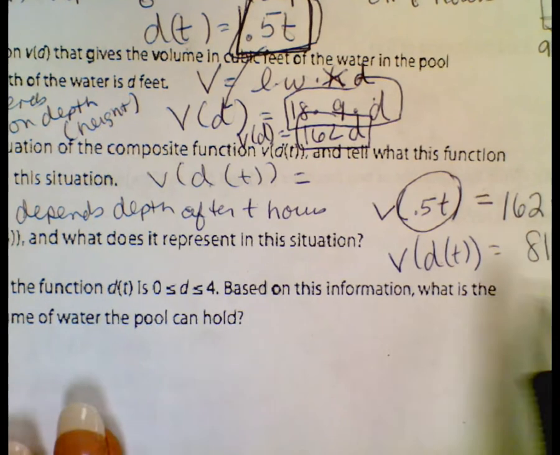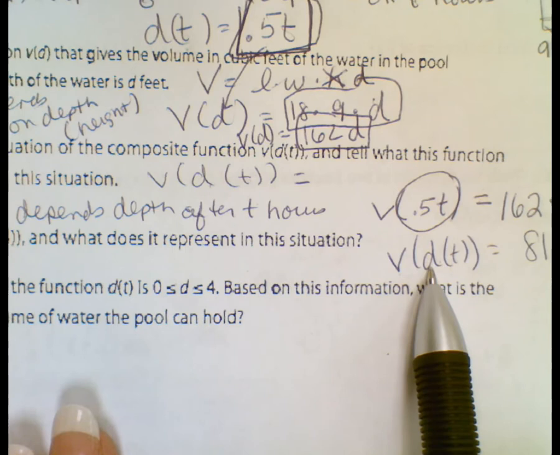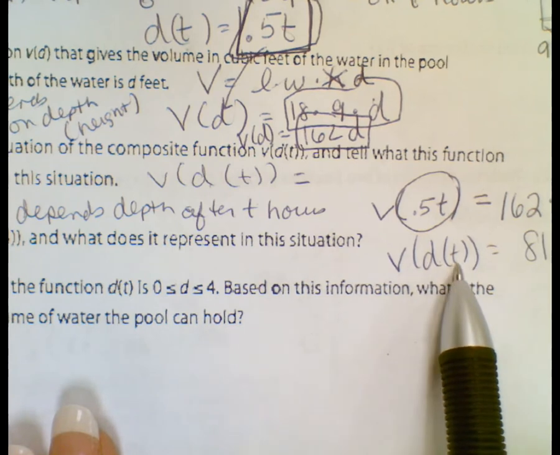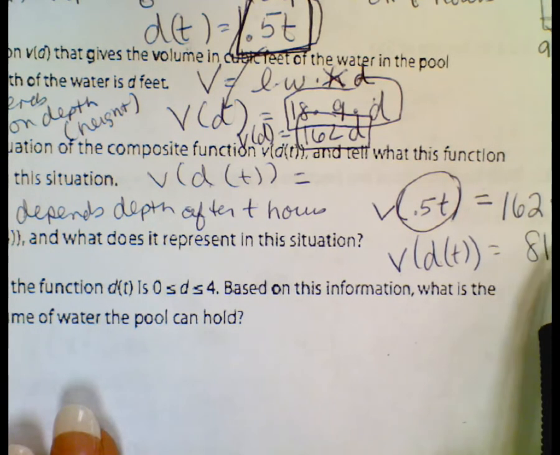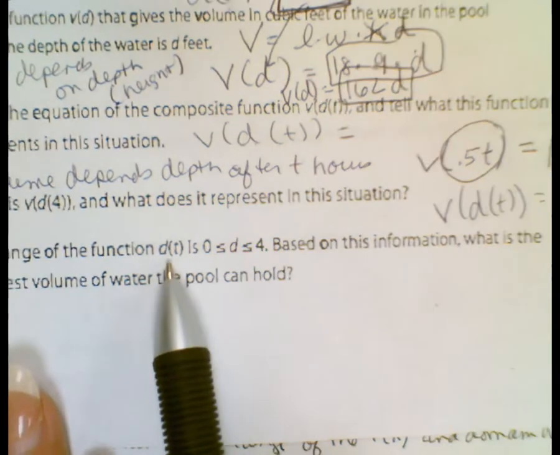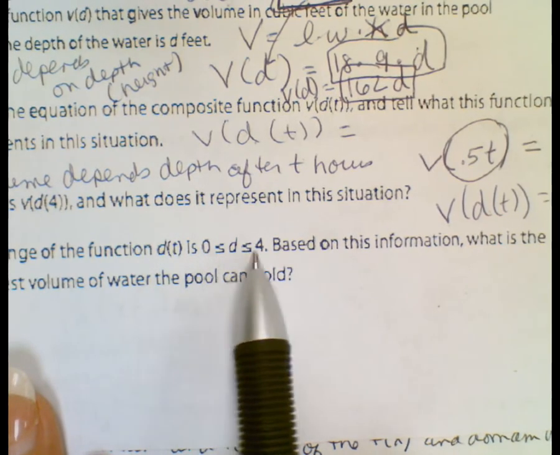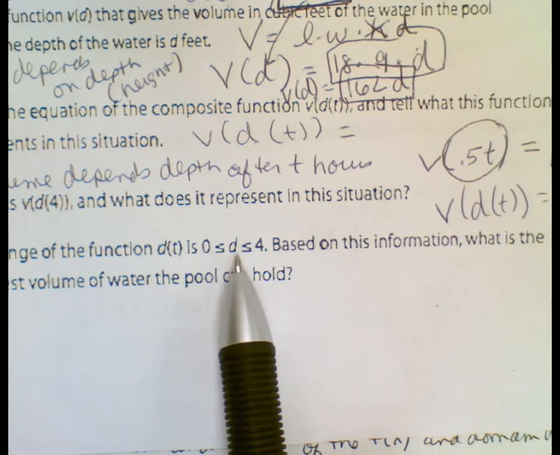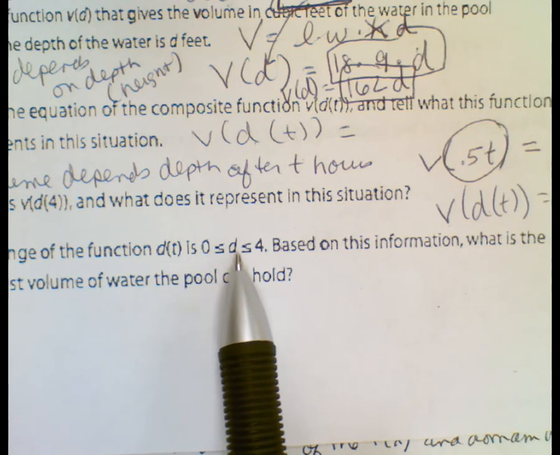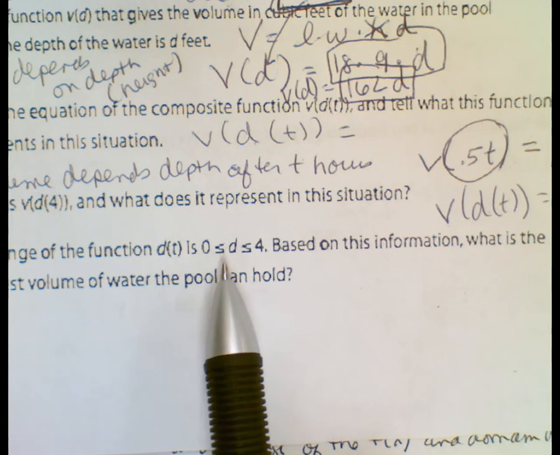So in other words, the volume of the water depends on the depth of the water after T hours. This is what it is reduced. So the range of the function D of T is 0 to 4 basically. D of T represents the depth. So D is your range, D of T.